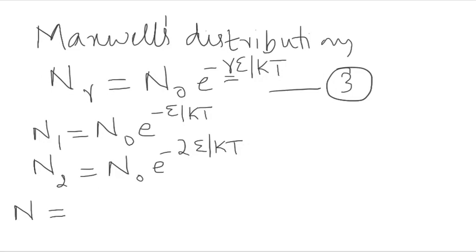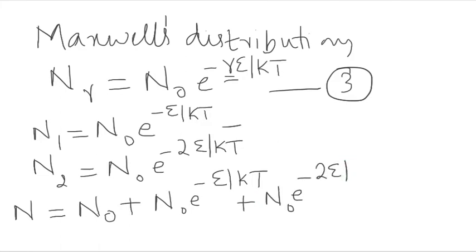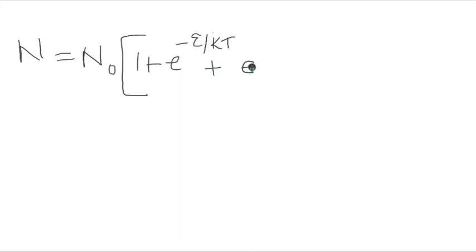So instead of that, we can write it as N0 plus N0 e raised to minus epsilon by kT, this equation, plus N0 e raised to minus 2 epsilon by kT and so on till the last one, that is N0 e raised to minus R epsilon by kT. Okay, so this is actually a summation and you can see N0 is common. So let's take N0 out. So N is therefore given by N0 into 1 plus e raised to minus epsilon by kT plus e raised to minus 2 epsilon by kT plus etc. up to e raised to minus R epsilon by kT.